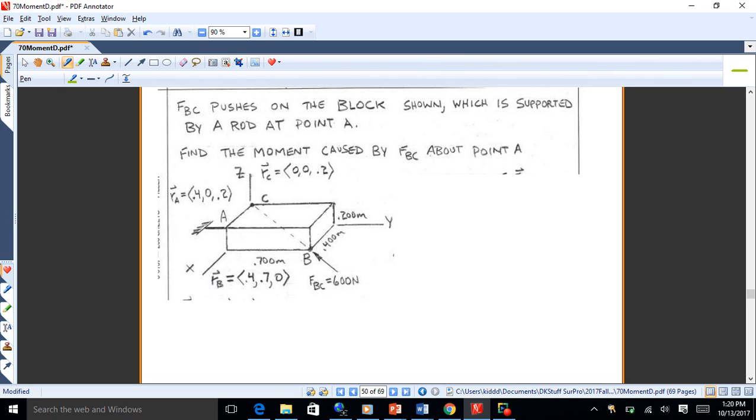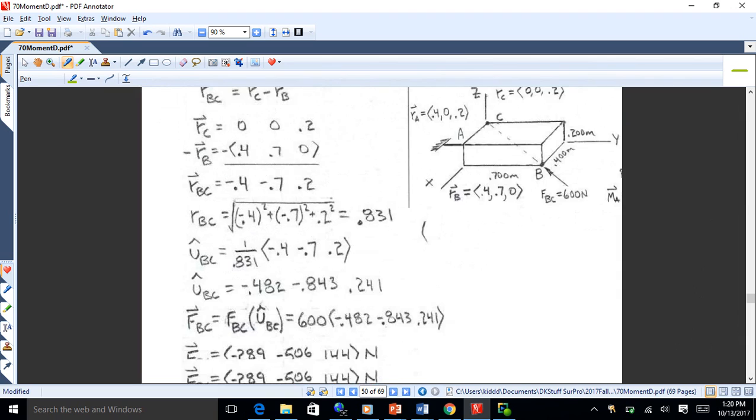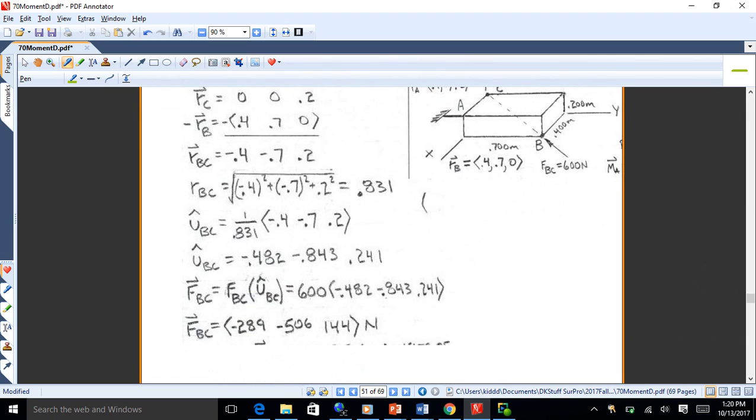It starts like what we did before. We've done this one already visually. Let's do it with vectors now. Just like before, we want to start by getting a force vector. So you take RC minus RB, find the magnitude, which is 0.831, divide through by that, you get the unit vector, scale that up by the 600 Newton magnitude, and you get the force vector from B to C. So negative 289, negative 506, and 144.